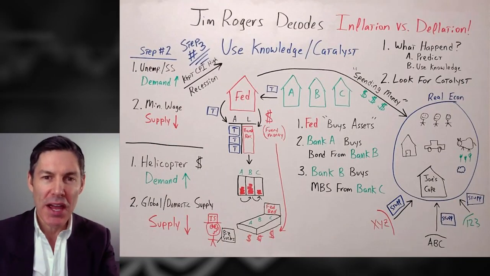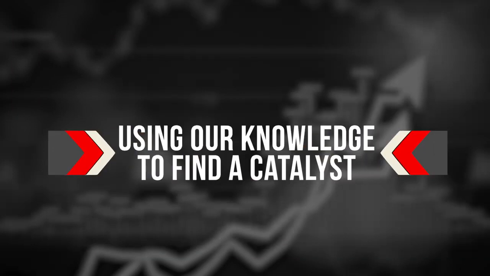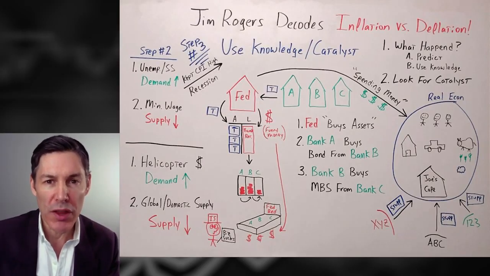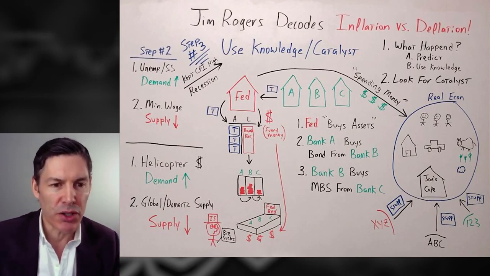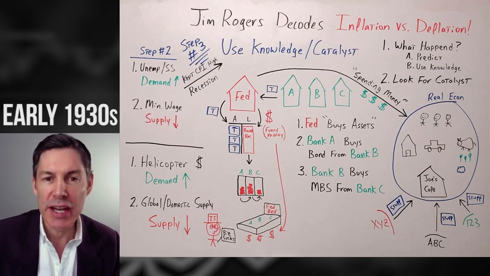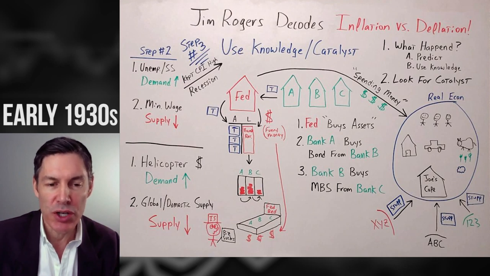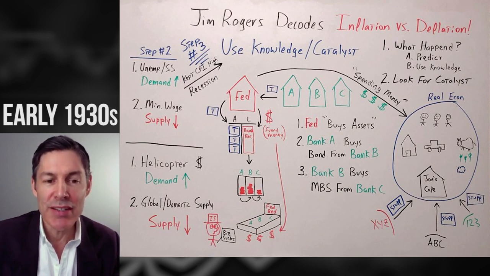Step number 3! Now let's use the knowledge we obtained in step number 2 and try to find a catalyst that'll help us predict whether or not we will see inflation or deflation in the future. So in step number 2, we know that unemployment and Social Security benefits increased demand. The minimum wage decreased supply. Therefore, since the early 1930s, whenever we've had a downturn in the economy, a recession, it's kept the CPI artificially high.